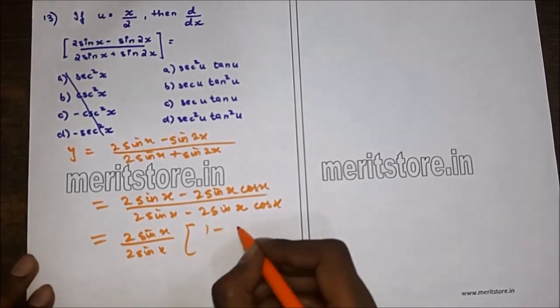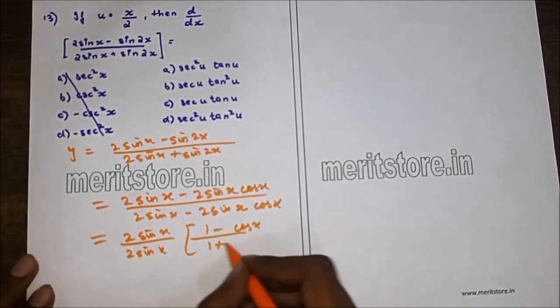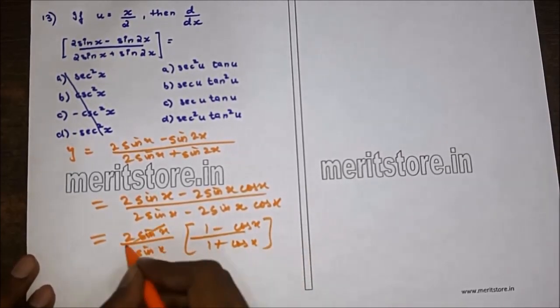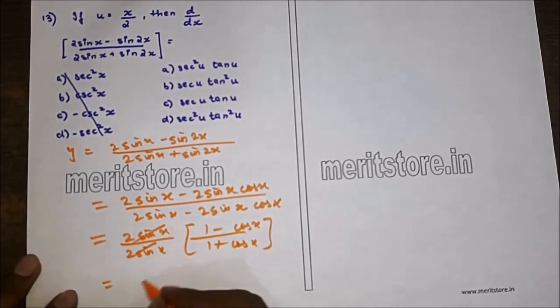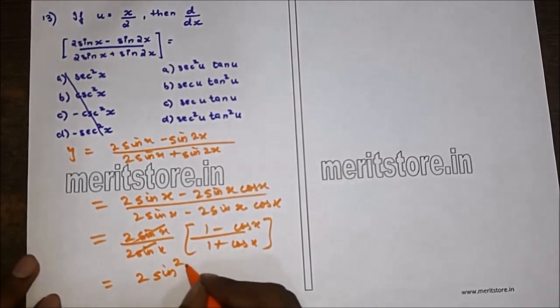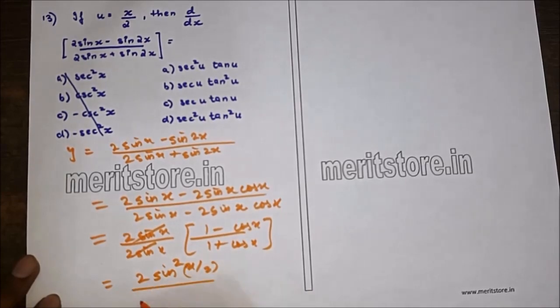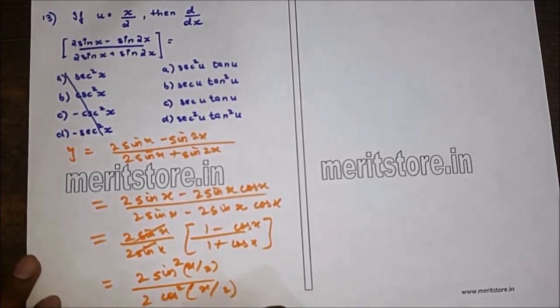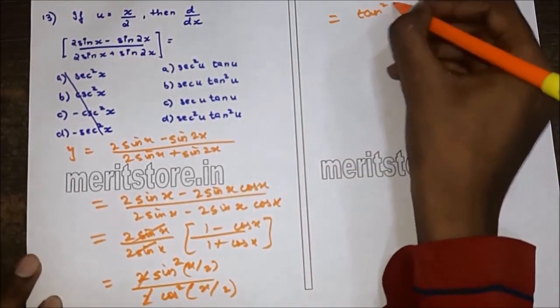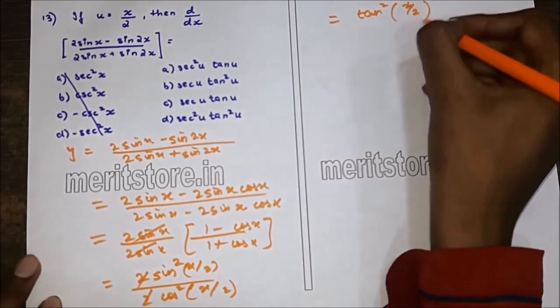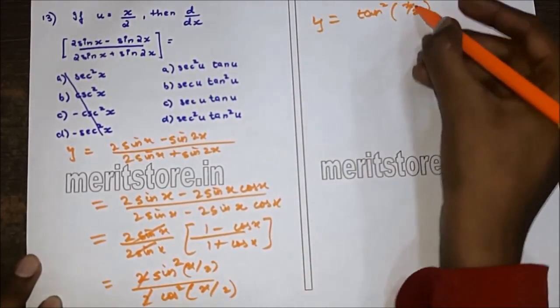We are left with (1 minus cos x) upon (1 plus cos x). Now 1 minus cos x is 2 sin square x by 2 and 1 plus cos x is 2 cos square x by 2. So now this is sin upon cos, so the 2 gets cancelled. We are left with tan square of x by 2. So y is tan square x by 2.